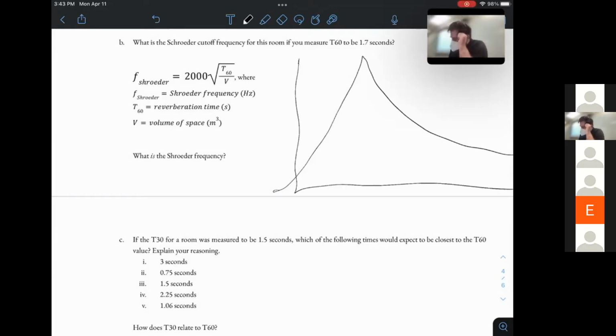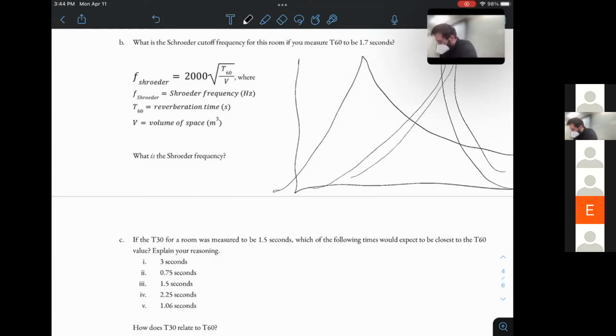When I get past that Schroeder frequency, the modes are so close together, I can't really see that anymore. They're all on top of each other. There's so many modes so close together that the response doesn't look modal. You can't point to that peak and say, that's the 1-0-1 mode, right? They're all next to each other, and it just looks like kind of a constant, all mixed up.